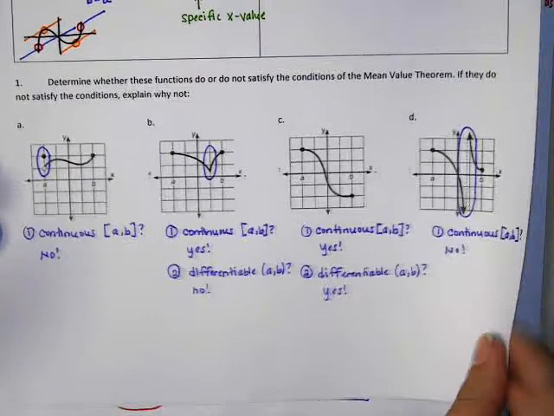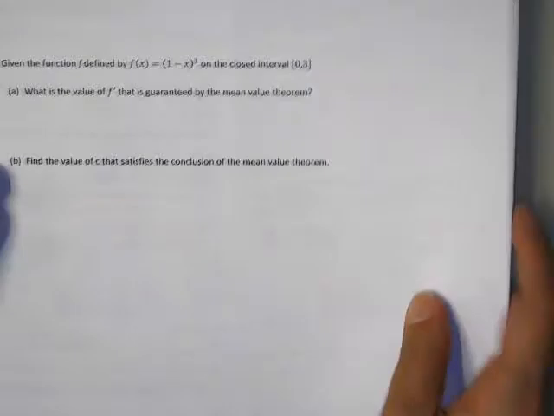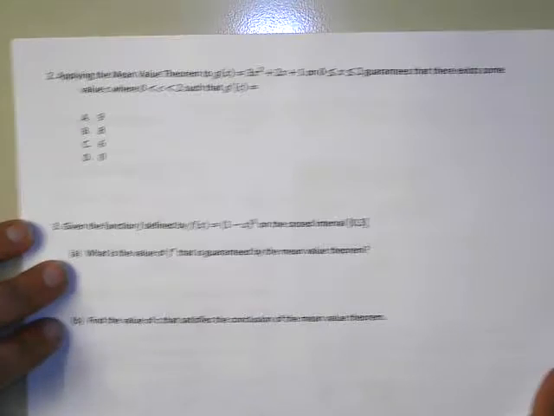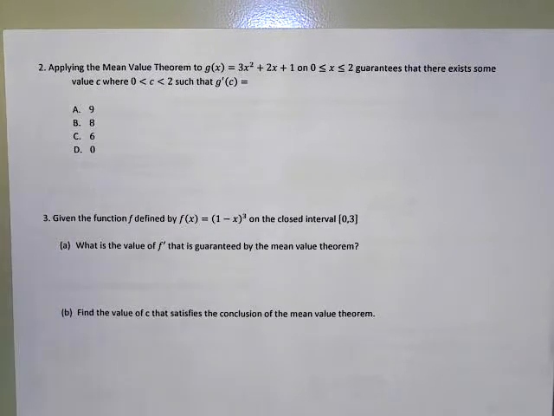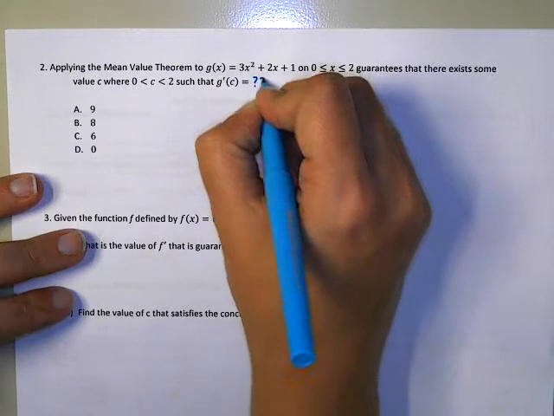The next follow-up question, we're going to take it a little bit further. After we've decided in this question whether we meet the conditions or not, we're going to practice applying the theorem. So applying the mean value theorem to g of x on this interval guarantees that there must exist some value such that the derivative is equal to what? So we're trying to figure out, what slope can you promise me?